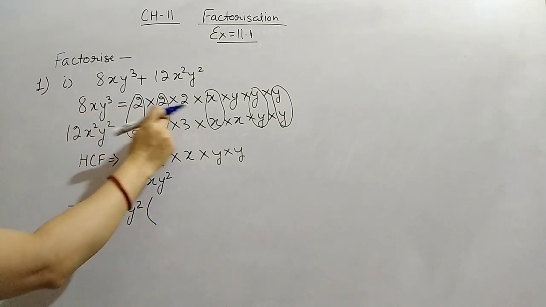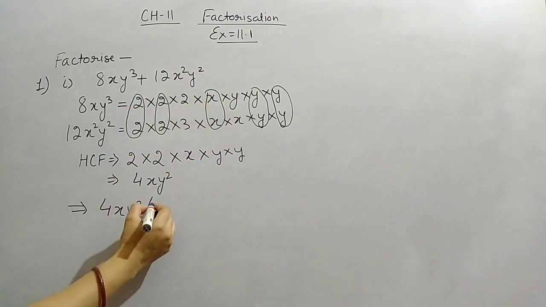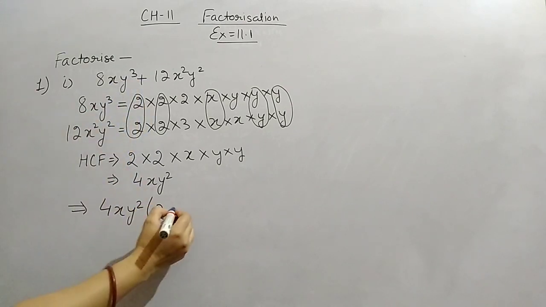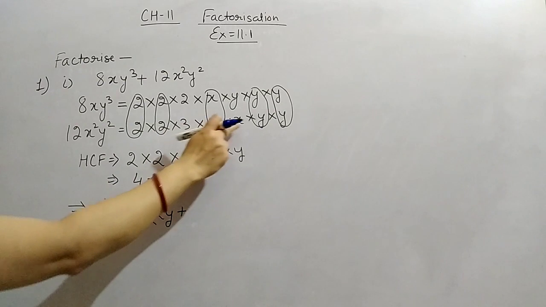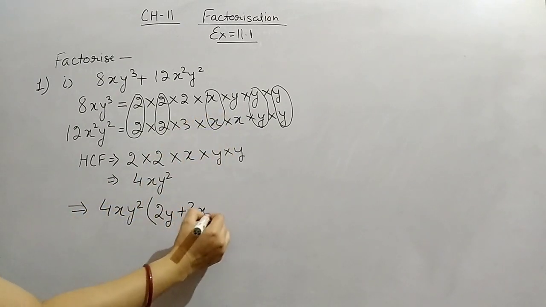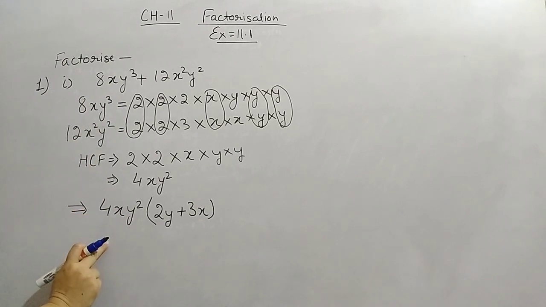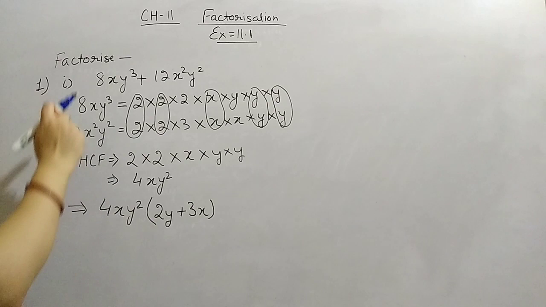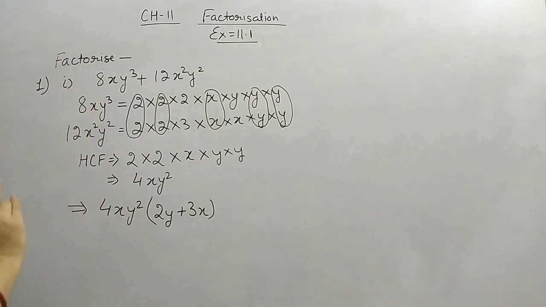Now from the first term, what is left over? One 2 is left over and one y is left over. So 2y. After this we have here in between a plus symbol, so put the plus symbol. From the second term, 3x. So this is the factorization of this expression. It is not necessary to do it like this in the long way. If you understood the question properly, then directly you can do this step also.